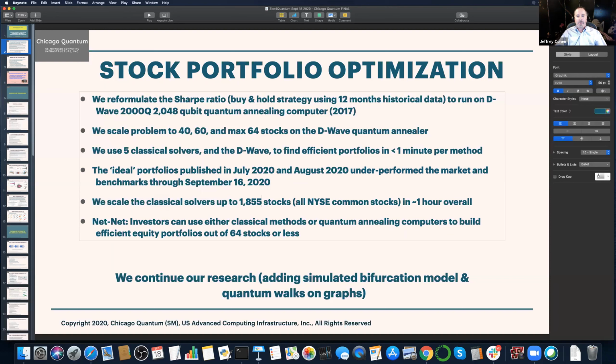So that is all New York Stock Exchange common stocks that are not test stocks and that don't have accounting irregularities. The next step is 3,200 stocks, which is the full NASDAQ plus New York Stock Exchange common stocks. Once we hit 3,200, we feel like we've got a good group of stocks that we can look at, which is all the big ones in the US. And net, what we found in our last paper is that investors can use either classical methods or quantum annealing computers to build efficient equity portfolios.